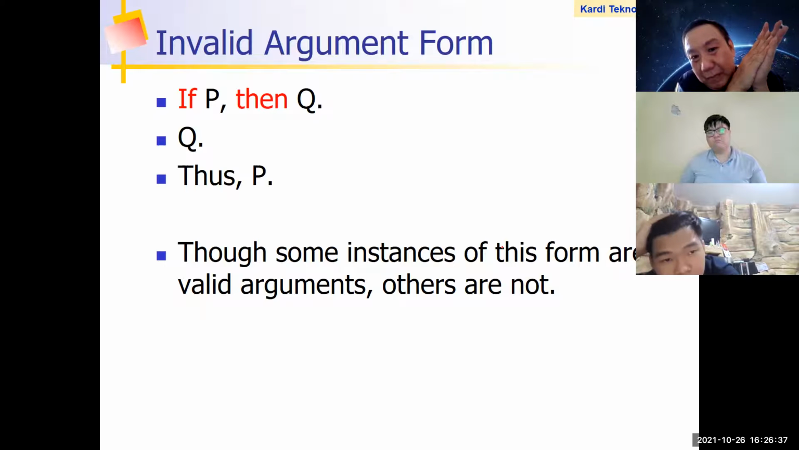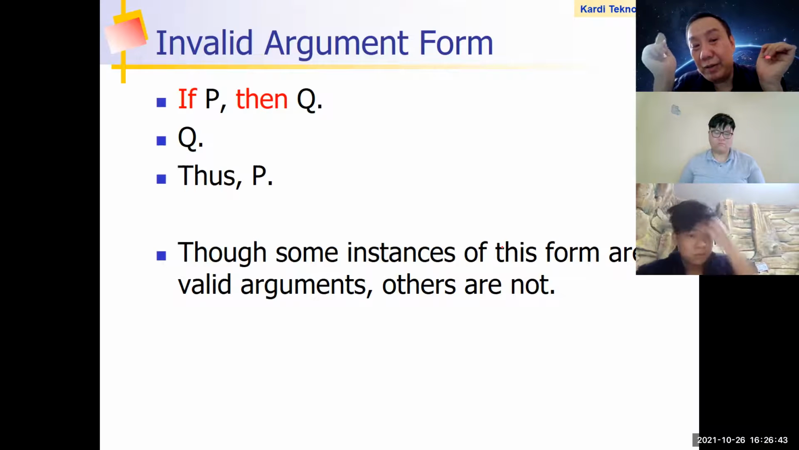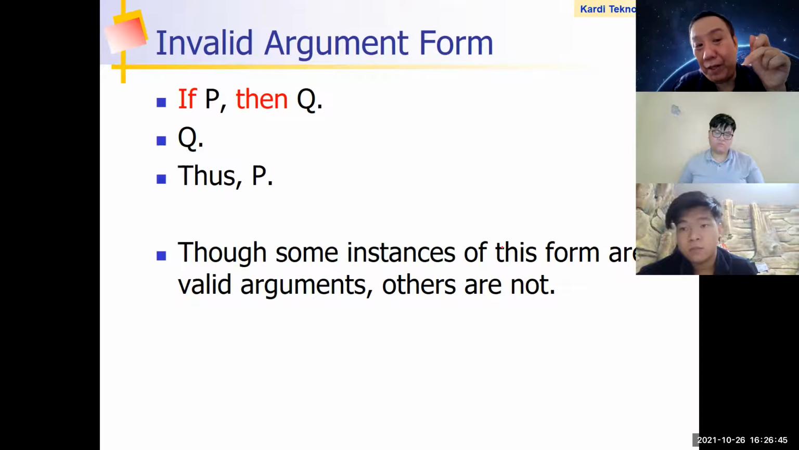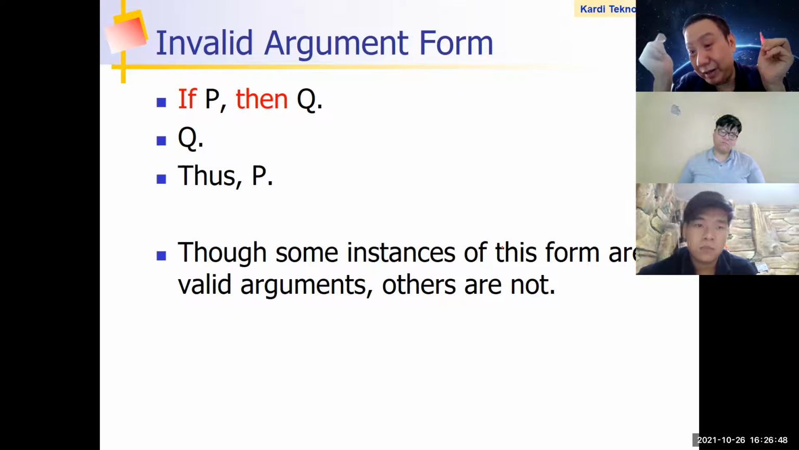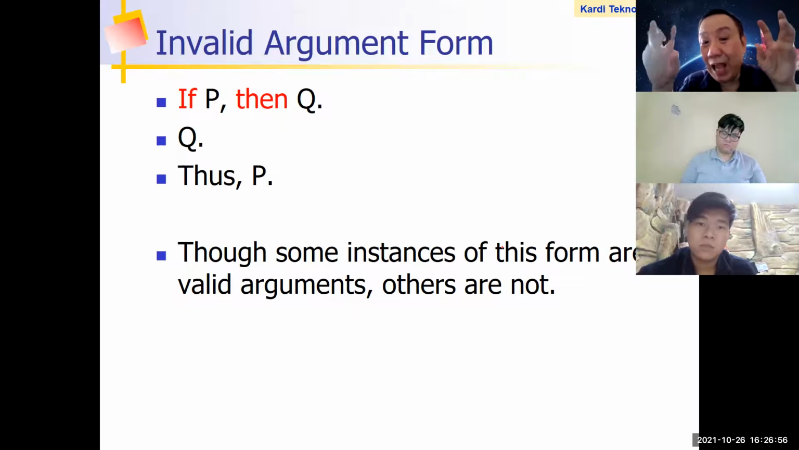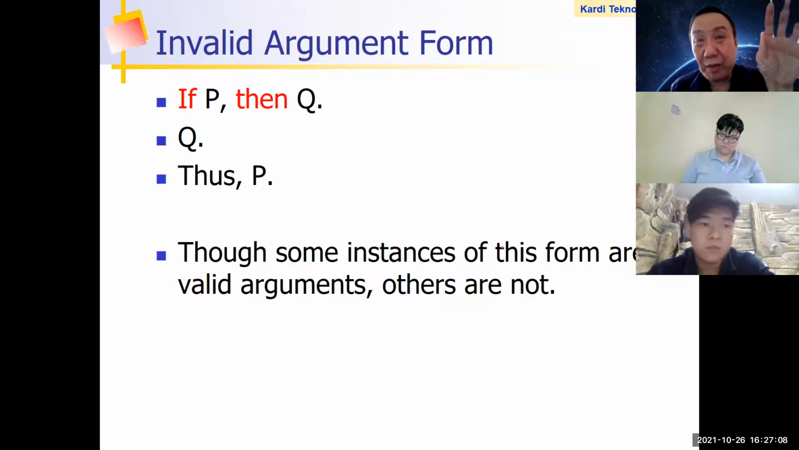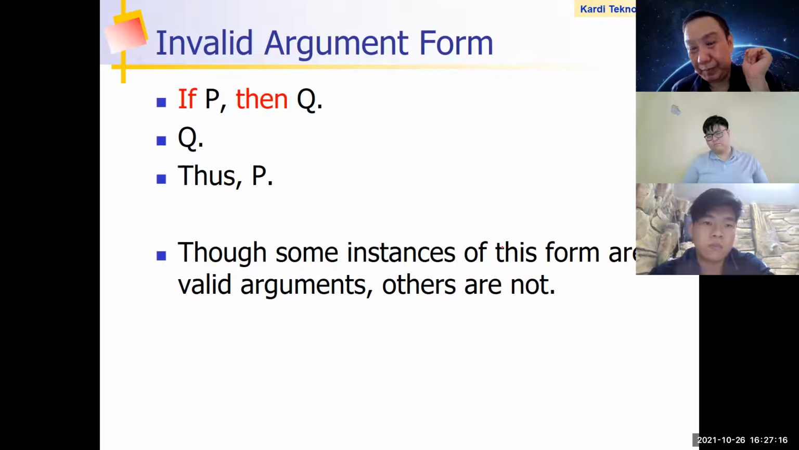It's if-then, sir. Yeah, if-then. If P then Q is one direction. So if you put Q then P, it becomes two directions, right? So this is implication, not bi-implication. So in this case, sometimes it is correct, sometimes it is not. That's why this is invalid. So valid means always true. If sometimes true, sometimes false, that is invalid.